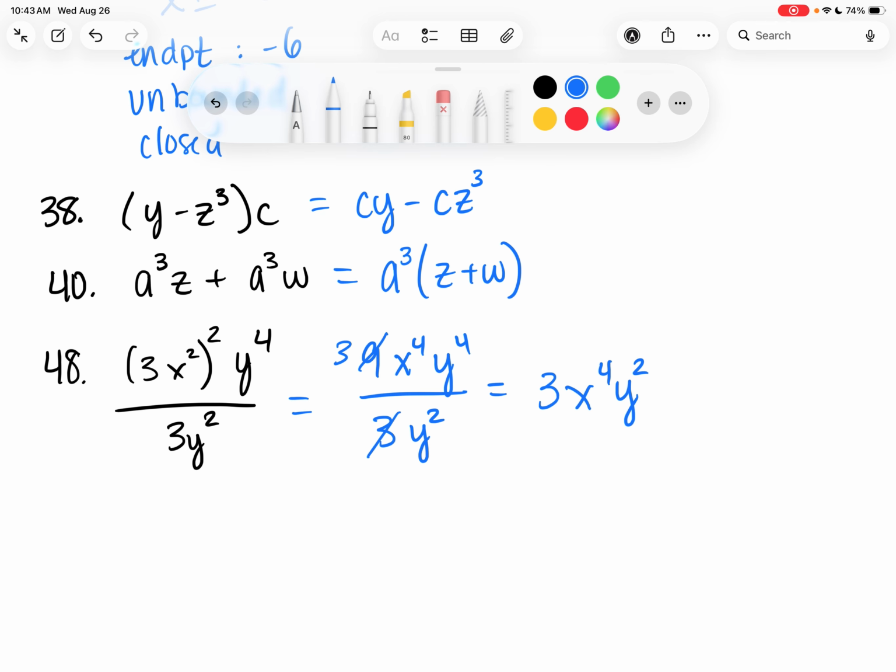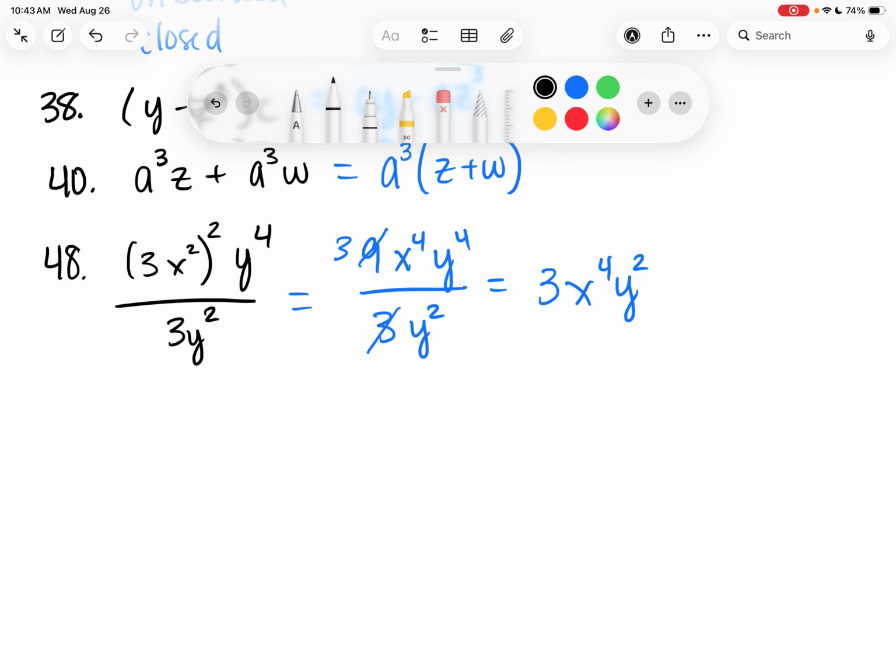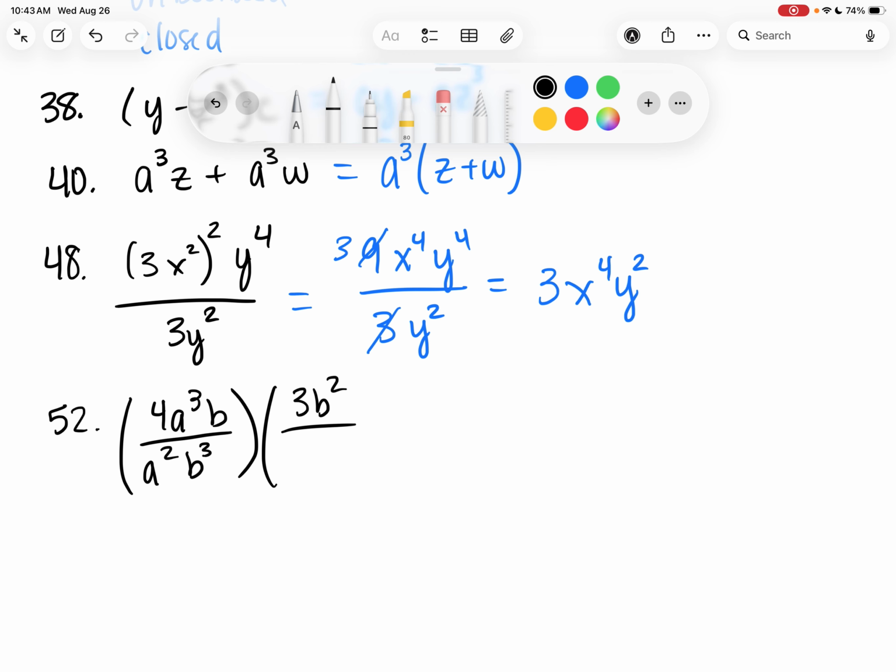52. 4a cubed b over a squared b cubed times 3b squared over 2a squared b to the fourth. All right, take a second and try this one. My recommendation is combine everything on top, combine everything on bottom, then reduce, but up to you how you want to do it.